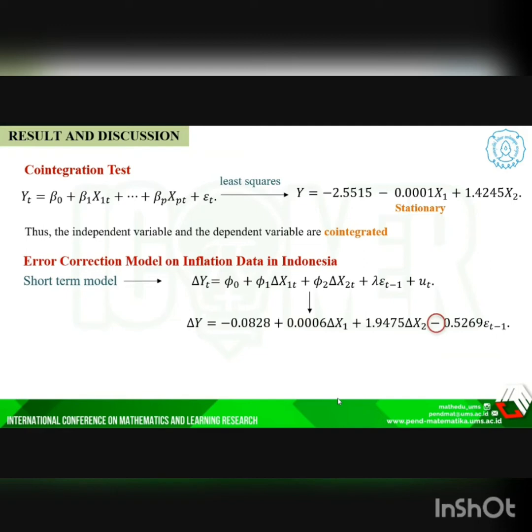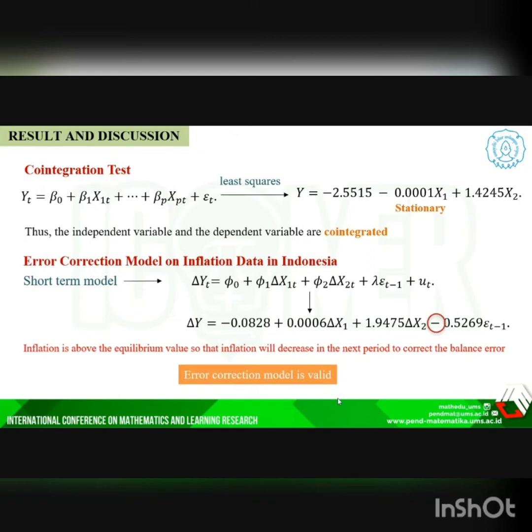The negative sign on the coefficient provides an explanation that inflation is above the equilibrium value, so that the inflation will decrease in the next period to correct the balance error. The coefficient which is negative and significant indicates the error correction model is valid.